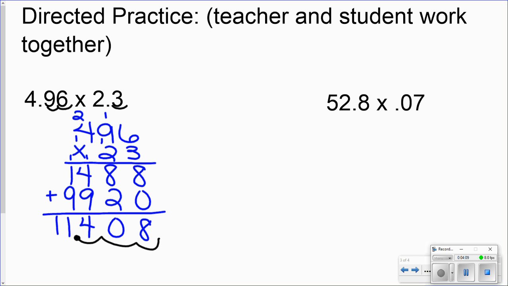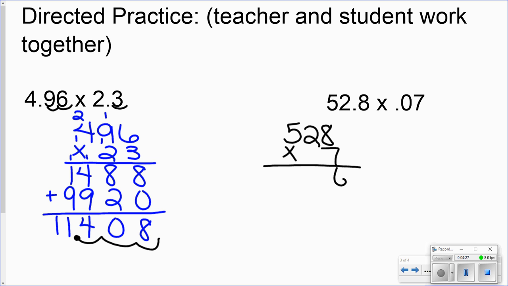Don't always assume it's going to be 3 decimal places over. You need to count. These examples just all have 3 spaces over. So now I'm going to multiply 528 times 7. I do not need that additional 0 because anything times 0 is 0.